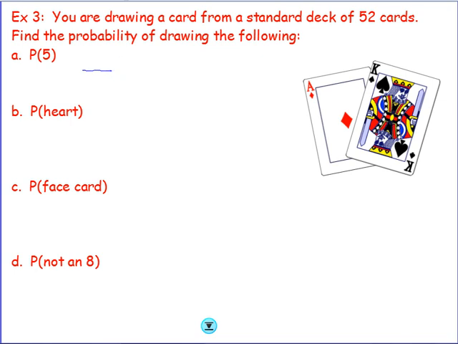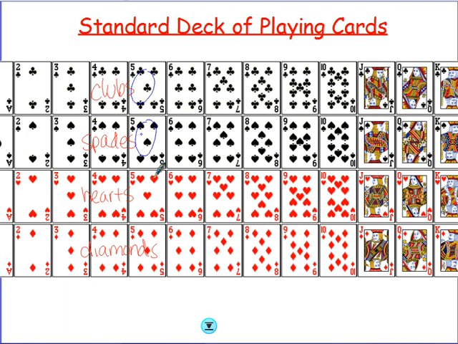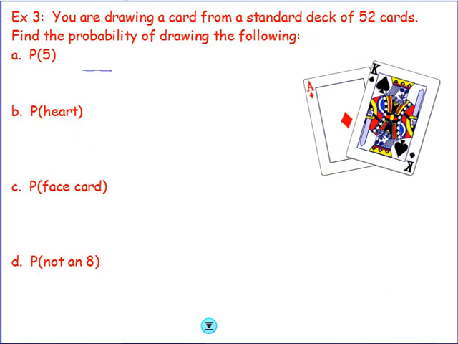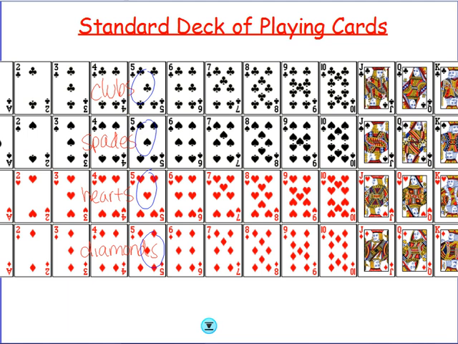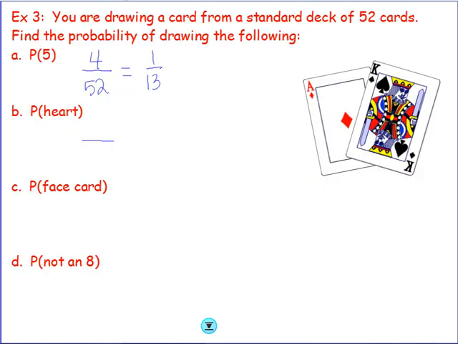Probability of a 5. Well, if we look, there are 1, 2, 3, 4 5s. So 4 out of 52. Those can both be divided by 4. You get 1 out of 13. Probability of a heart. There are 1, 2, 3, 4, 5, 6, 7, 8, 9, 10, 11, 12, 13 hearts out of 52 total cards. Now you may think that this is not reducible. However, these can both be divided by 13 and you get a fraction of 1 over 4.